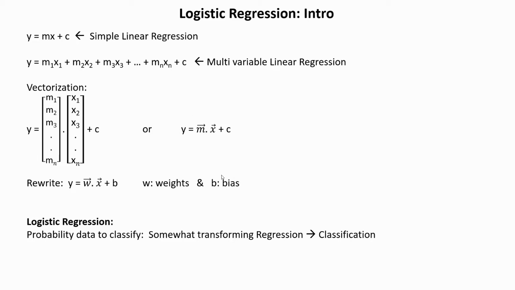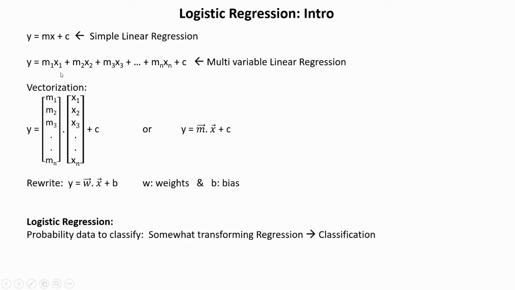Now if that is clear, then if we want to rewrite this, because this is of the form y equal to mx plus c, because this is the popular way we write the linear equation. But in ML, if you have to understand what this m is and what this c is, basically we write it as y equal to wx plus b, where w are the weights and b is the bias.